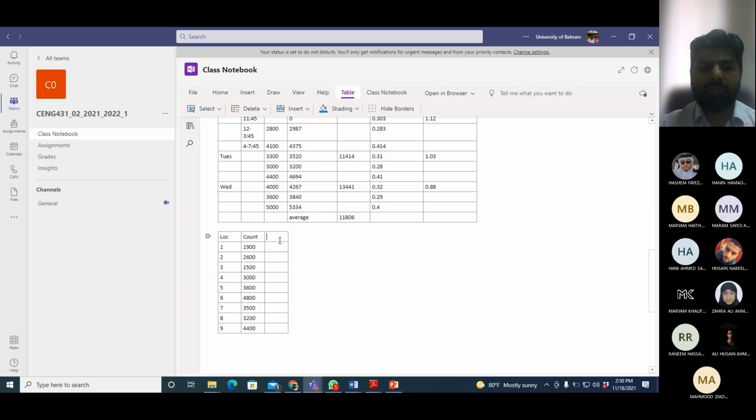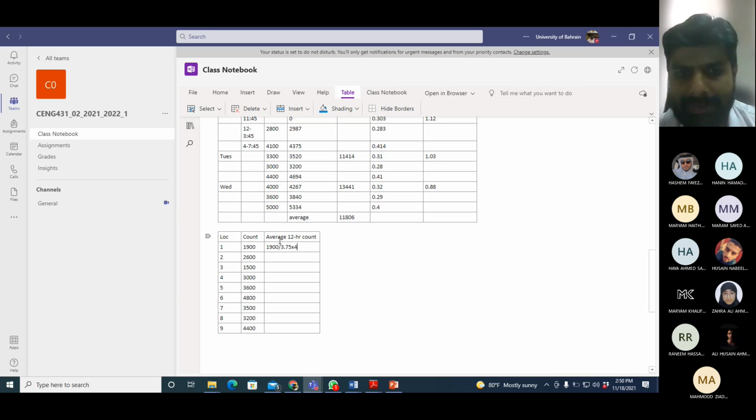Okay, now I need the average 12-hour count, right? So first of all, this value is for 3 hours 45 minutes. Convert it to 4 hours like we did previously for the control location. So this will convert it to 4 hours. Then this value is for 4 hours. You will convert it to 12 hours.